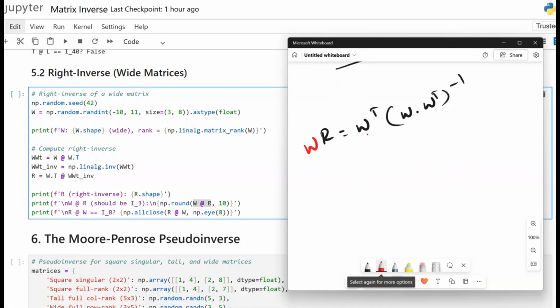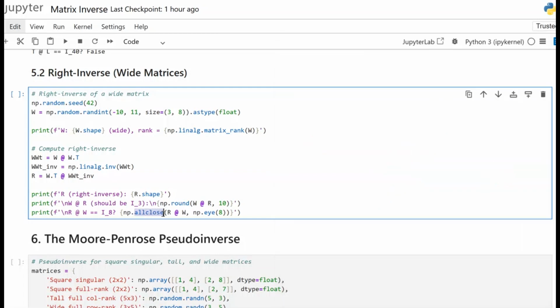So let me just multiply both sides with W. So what do we get? Yeah, it results in the 3 by 3 identity matrix, and it confirms, yes, R is a right inverse of W. And when just checking with the left inverse, of course it doesn't exist, because the shape is 8 by 8 and it is not an identity. And when making the allclose check, we receive False.